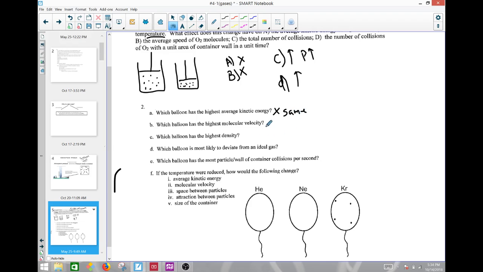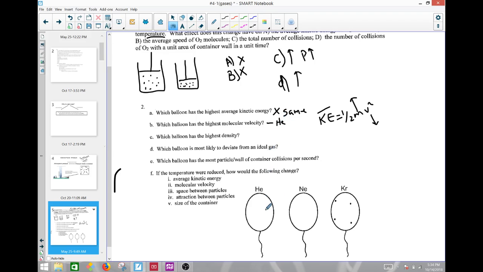Which one has the highest molecular velocity? All right, now this is different. This is a very important question. Kinetic energy equals 1/2 the mass times velocity squared. They all have the same average temperature, but particles with heavier masses have lower velocities. So in this case, because krypton has the biggest mass, it has the slowest velocity. And helium, having the smallest mass, has the highest velocity. So the answer right here is helium.